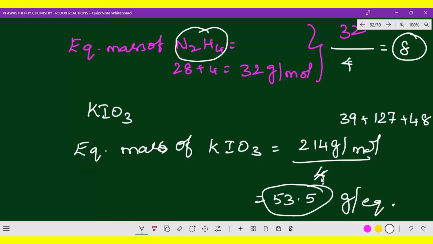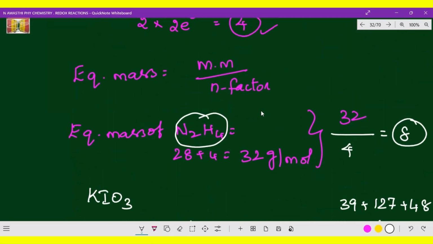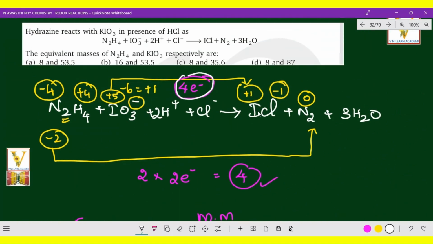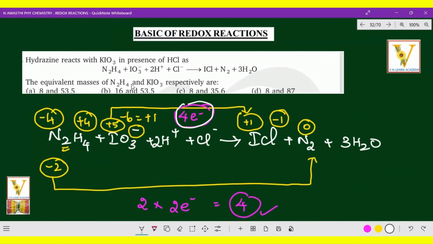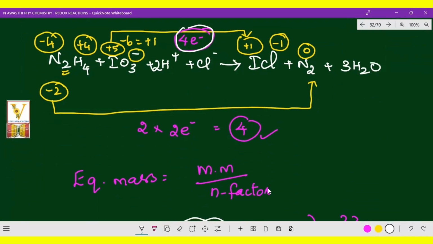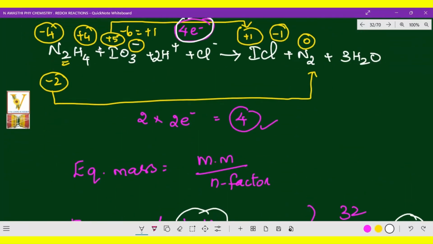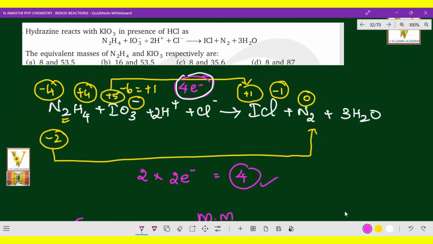So 8 and 53.5 are the equivalent masses of hydrazine and KIO3 respectively. First one hydrazine, second one KIO3. First one is 8, yes, we found 8 here, and the last one is 53.5. Yes, option A is the correct option.